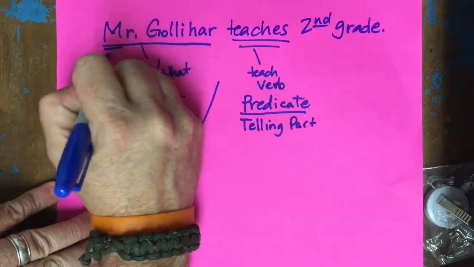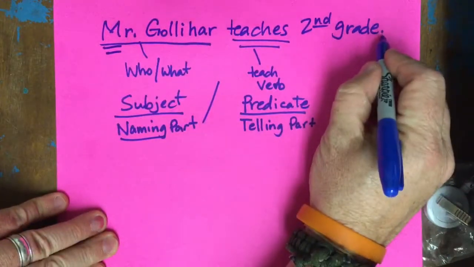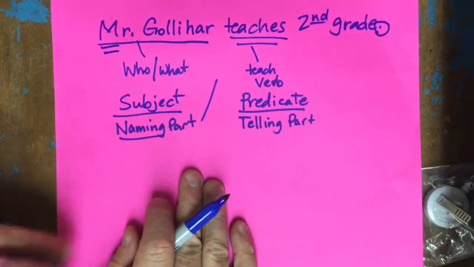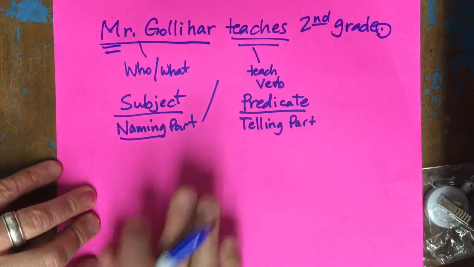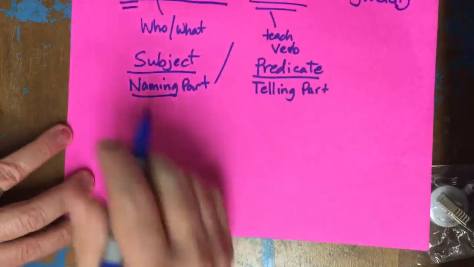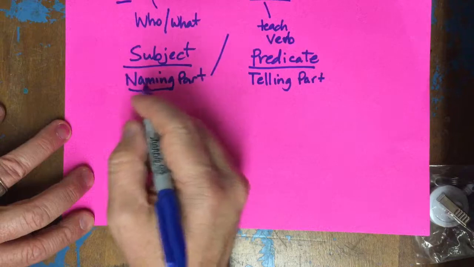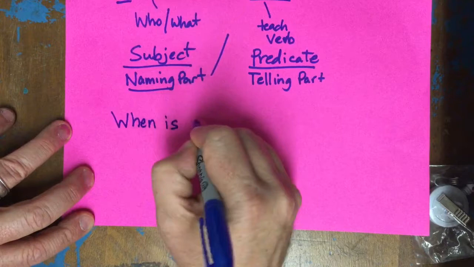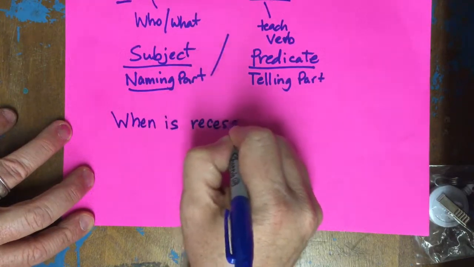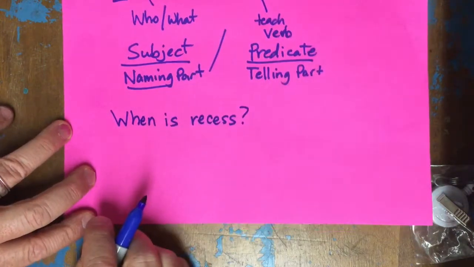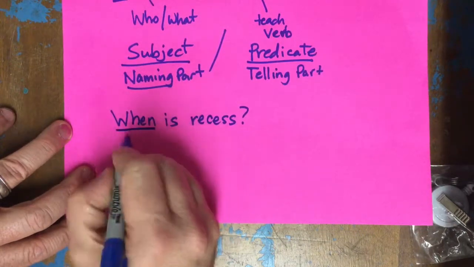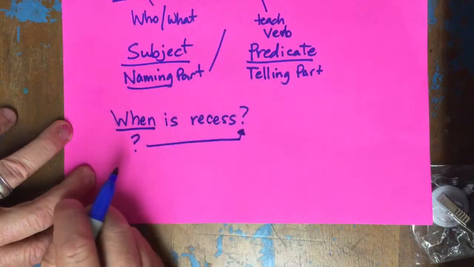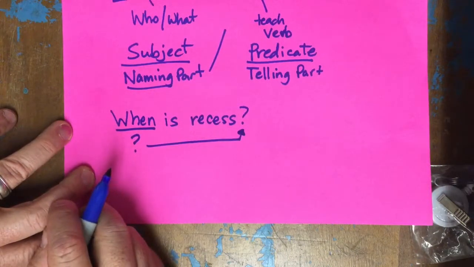Again, we want to make sure that our sentences start with a capital letter. We want to make sure that there's a period at the end of the sentence if it is a command or just a basic statement. For questions, if there is a questioning word, like "When is recess?", a common question in second grade, the "when" is a questioning word, therefore it should result in a question mark at the end of the sentence.